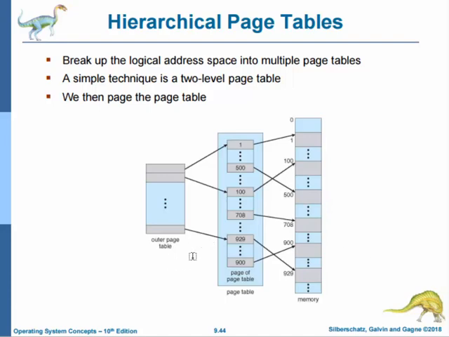So what do we have here? We have an outer page table which is mapped to a page table, and then we map it to the physical address of the table. So this is a hierarchical page table, which is a simple technique wherein we break up the logical address into multiple page tables such as this.